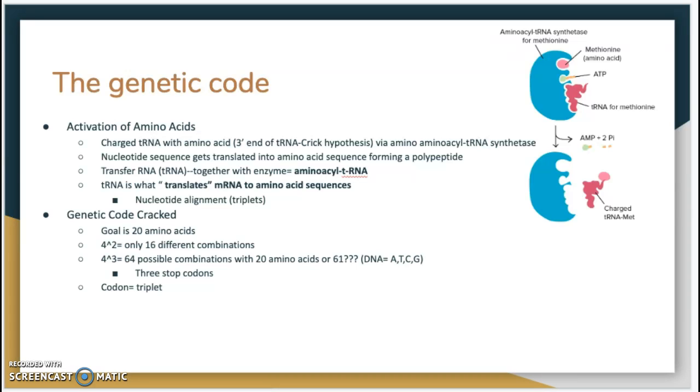So as you can see, we have these calculations here, and what they found is they approximated there would be 64 possible combinations, which would account for the 20 amino acids. However, what they found was there was actually 61 because you had an overlap for the stop codons. So we have 3 stop codons. And again, a codon is just a triplet.